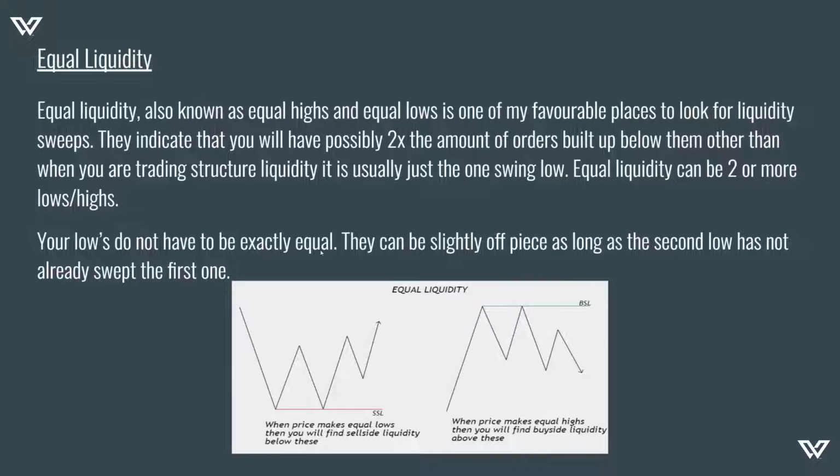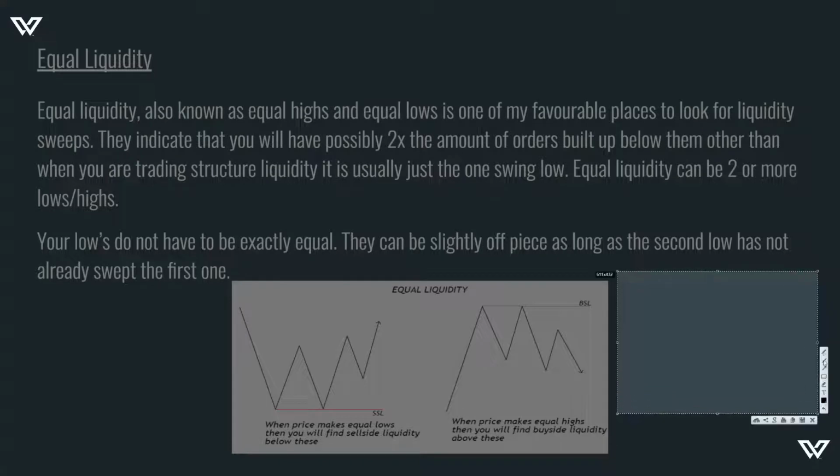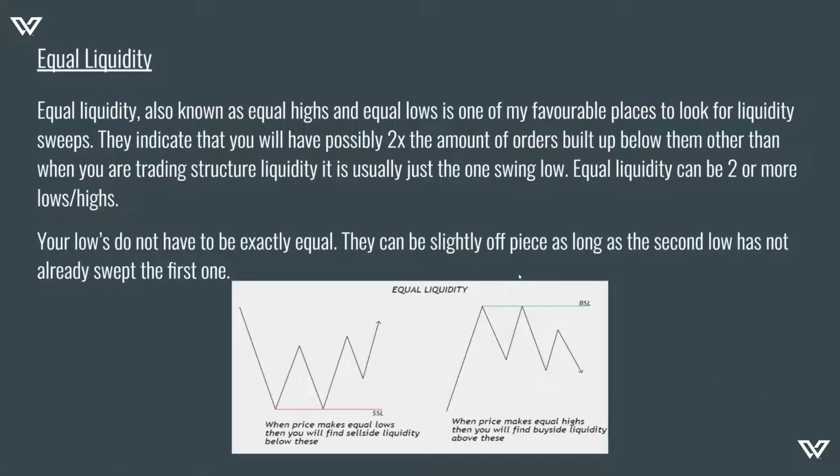Your lows also don't have to be exactly equal. They can be slightly off, as long as the second low is not lower than the first one. What I mean by that is, if price is coming down like this, but it bounces just above, these are still equal lows to me. It doesn't have to be exactly the same like that. It can be a little bit off, and we can still call them equal lows. So sell side liquidity rests below equal lows, and buy side liquidity rests above equal highs.